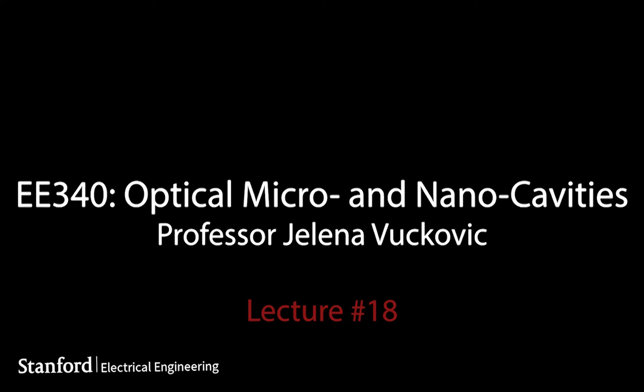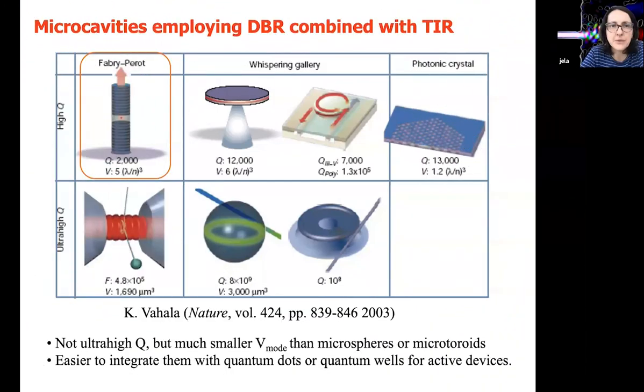Okay, good afternoon, everyone. Today we'll talk about microcavities that employ a combination of distributed Bragg reflection and total internal reflection to confine light. Specifically, we'll give a few more notes on the distributed Bragg reflector type cavities, DBR micropost cavities, like the ones here that you also studied quite a lot in your homework, and photonic crystal cavities, such as the ones shown here, that employ distributed Bragg reflection in two dimensions and total internal reflection in the remaining dimension.